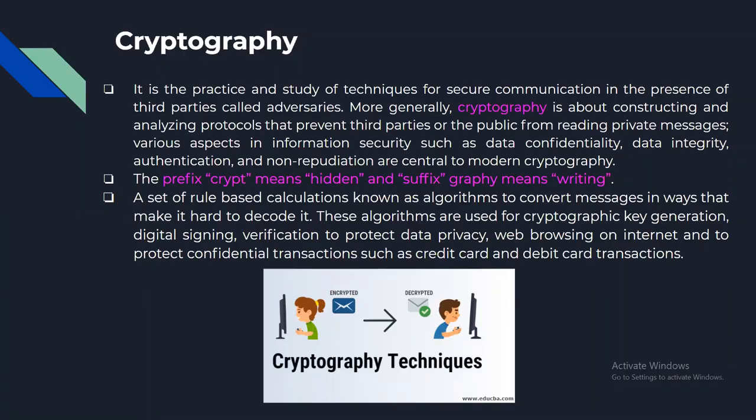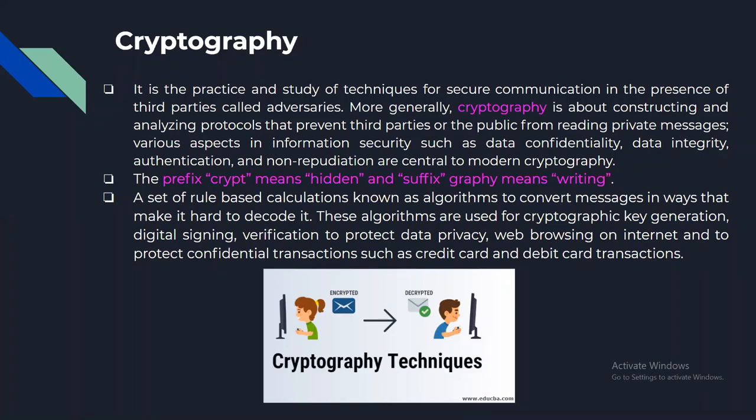Cryptography is the practice and study of techniques for secure communication that happens in the presence of third parties, and these third parties are referred to as the adversaries. So we can say that cryptography is constructing and analyzing various protocols that prevent these third parties or some other persons or the public from reading the private messages of the organization. That means if a message is sent from person A to person B, then any other third party, person C, or the public cannot get that information.